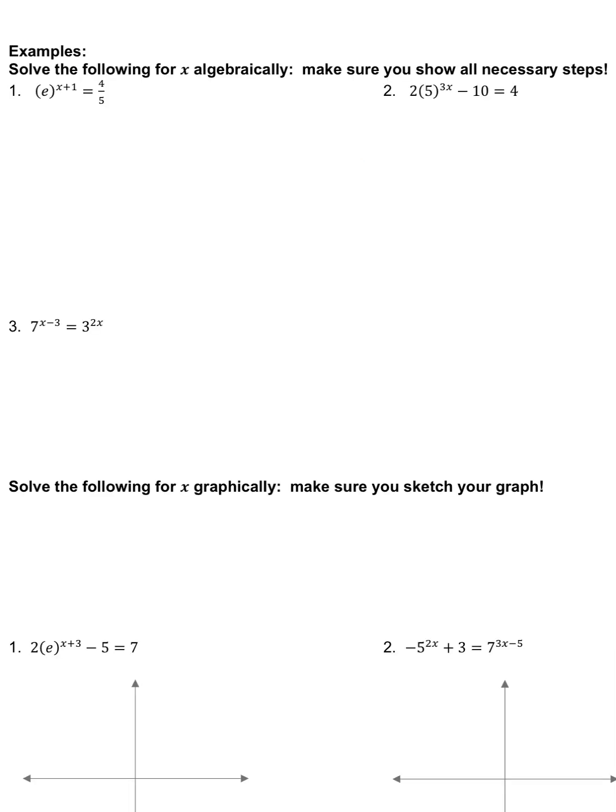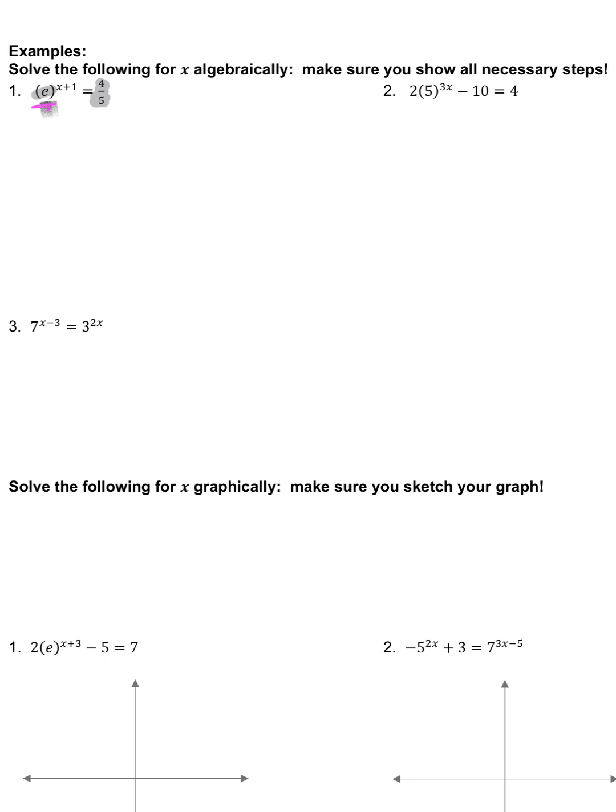Okay, so for these examples, when they're not the same base, this is what we're going to do. First, we're going to solve the following for x algebraically. Make sure you show all the necessary steps. Very important that you do that. If we look at number 1, base e and this 4/5 can never be written with the same base. You can't manipulate the problem to do it. So we're going to have to follow the steps. The first thing it asks us to do is to isolate the base. Well, this is the base here, so it's isolated.